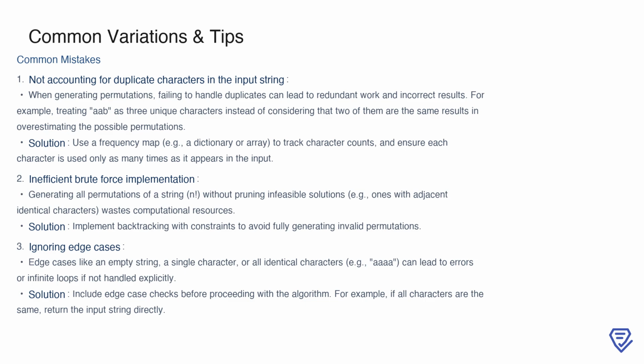permutations. Lastly, many people overlook edge cases, such as when the input is an empty string, contains a single character, or has all identical characters like AA. These can cause errors or even infinite loops. To handle these, you should explicitly check for such cases before diving into the algorithm. For instance, if all characters are identical, you can simply return the input string as the result.